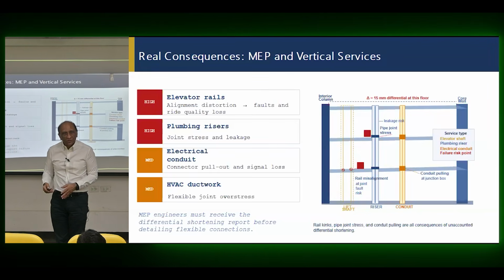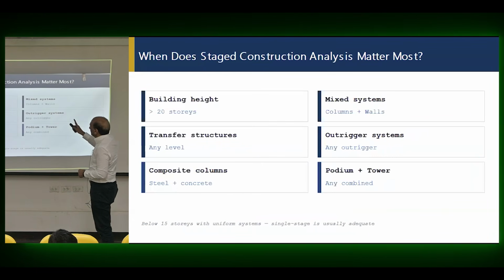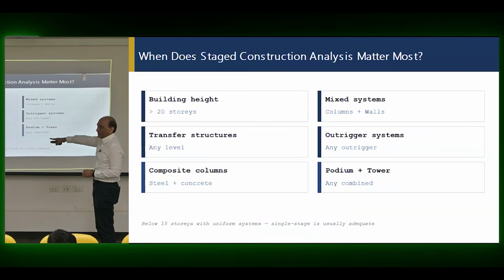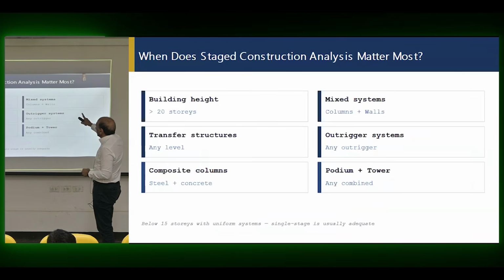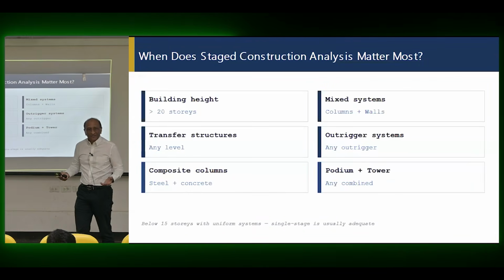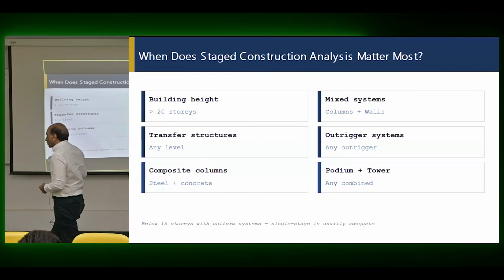Immediate, during construction, and long term. So when does stage construction analysis matter most? Building height more than 2 stories, definitely; any transfer structures, even one floor; composite columns, steel plus concrete; mixed systems, columns plus walls; outrigger systems; podium and tower. These are all cases which are present in almost every building. So that means almost every tall building needs to do this.